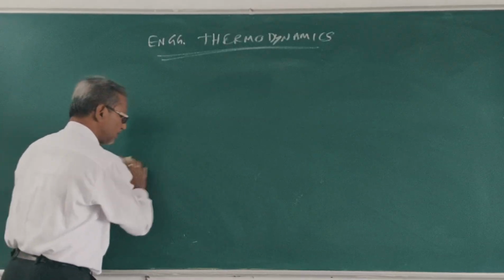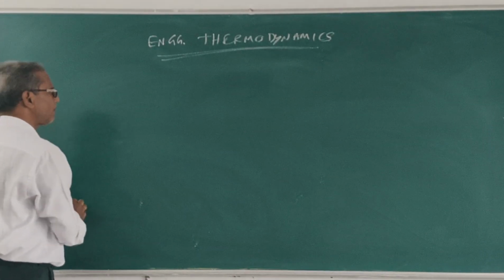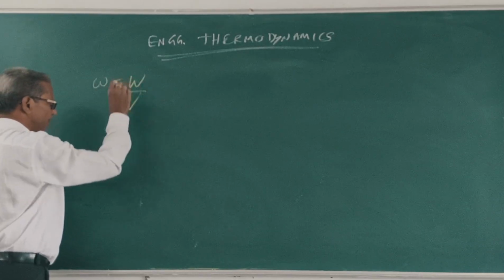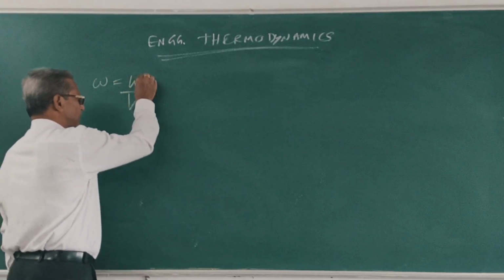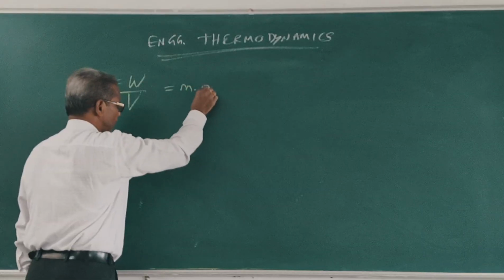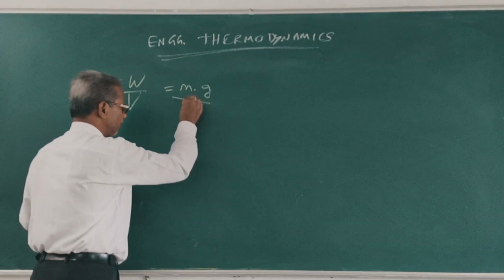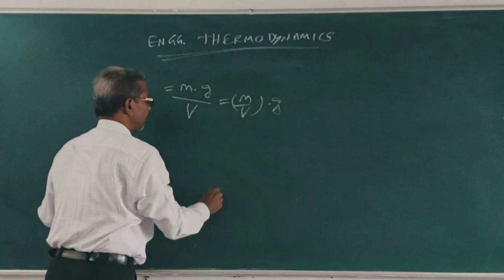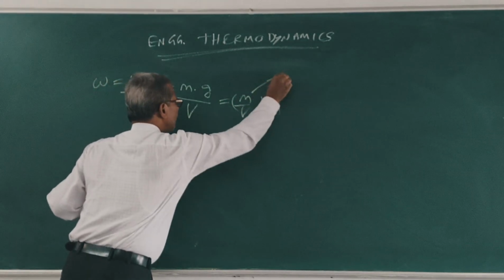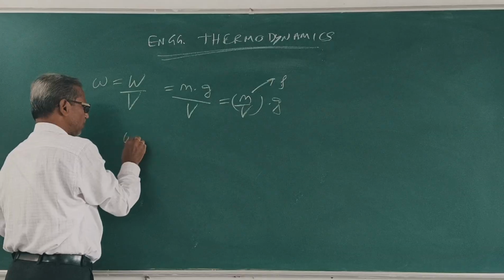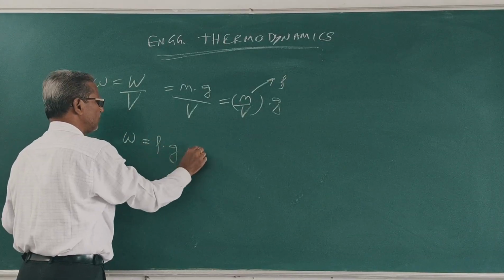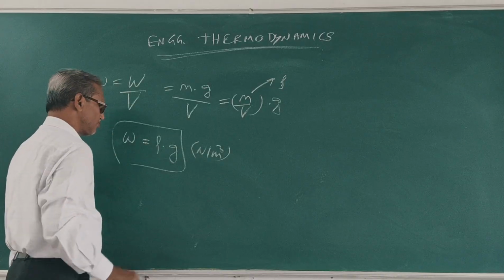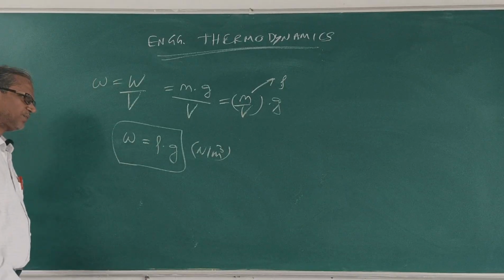Again, small omega, specific weight, is equal to W by V. The weight W is equal to m into g, mass into acceleration due to gravity, by volume. This is m by V into g. Clear? What is this? Rho. So omega is equal to rho into g, Newton per meter cube. Clear?